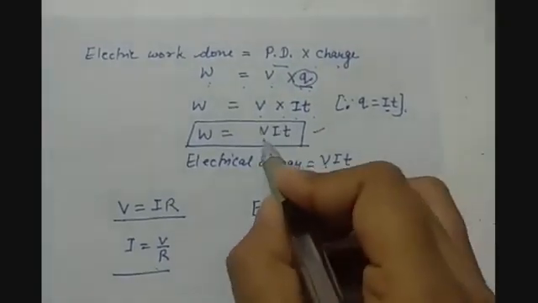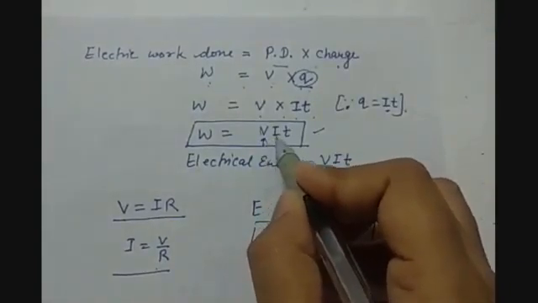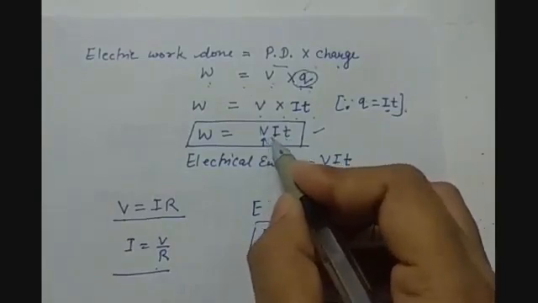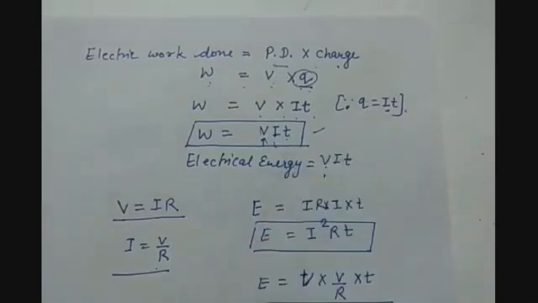Here for volts, V we have this SI unit volt, current ampere, T seconds. So we have volt, ampere, seconds. Volt ampere together is called watt.